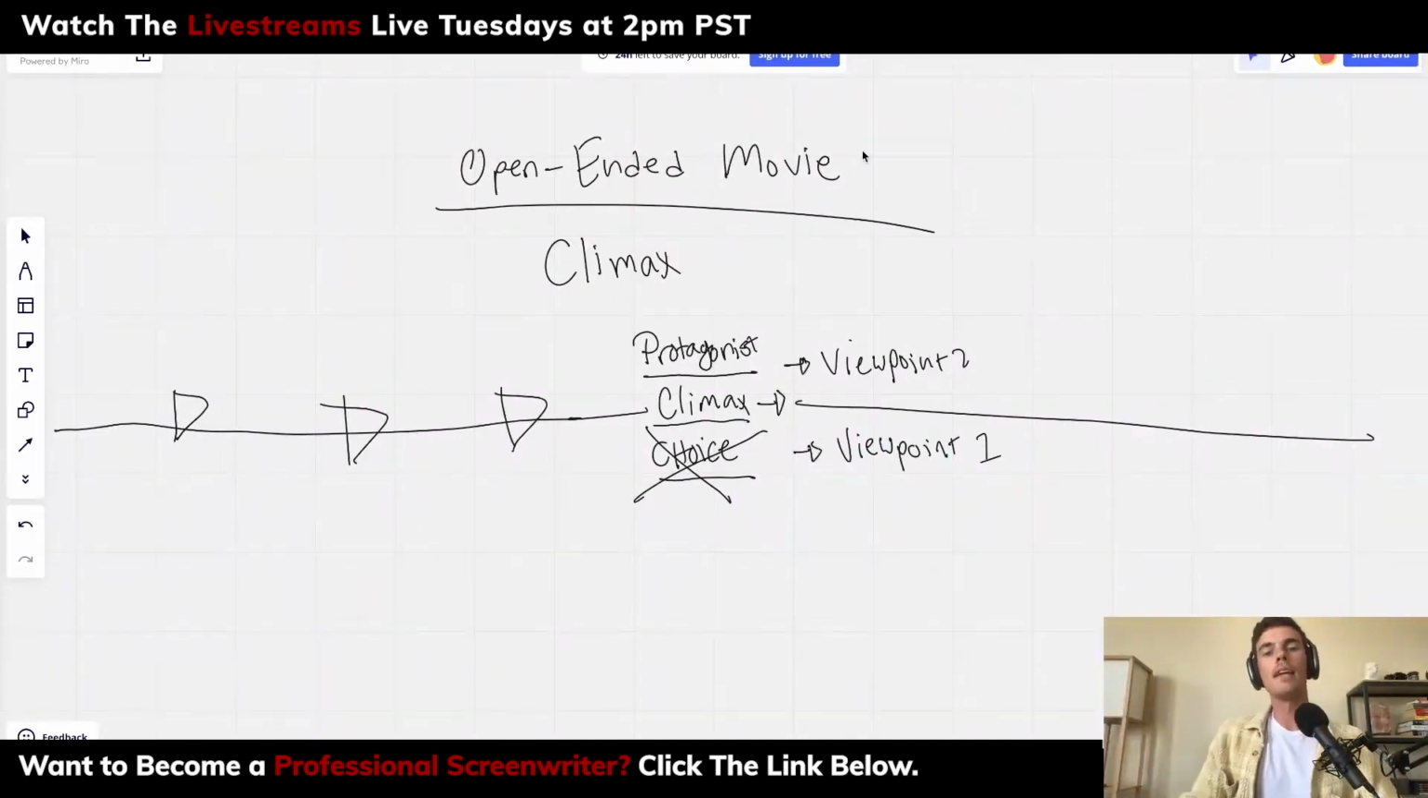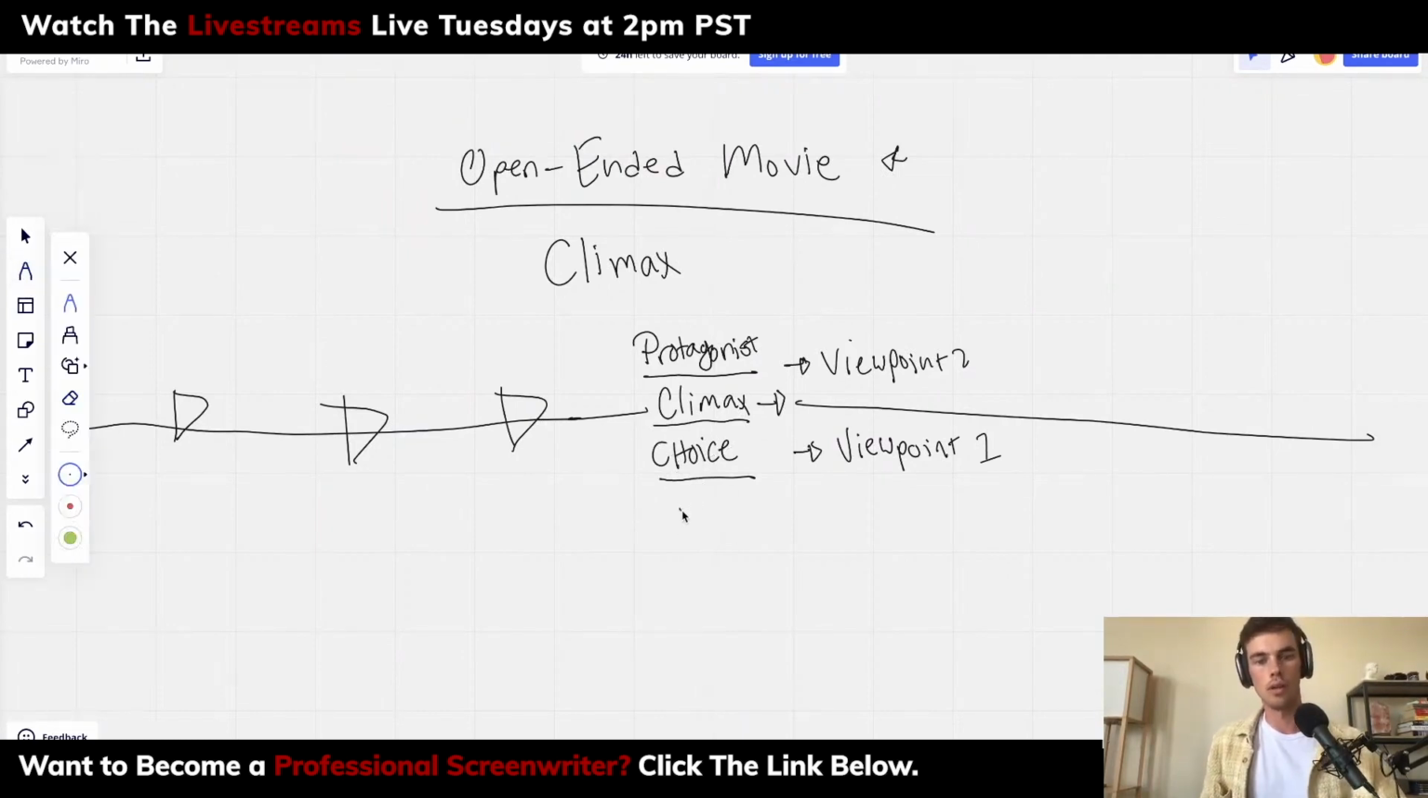Because ultimately what makes a movie open-ended and what makes a movie not open-ended all comes down to the final choice that the character is making, right? Because choice is setting up the argument of the story. Choice is what it's all about. So a choice between, do I agree with this worldview or do I agree with this worldview?